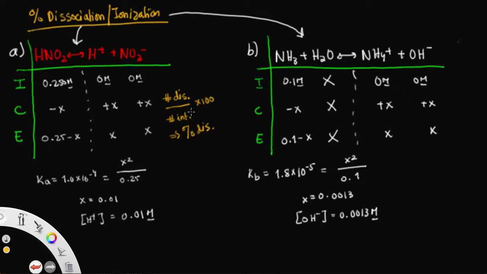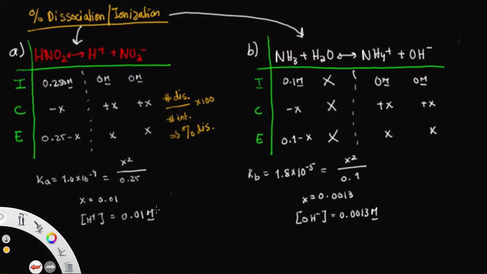So how do you find the amount that dissociates? Well, that's simply your H+ concentration at the end of the reaction. This is the concentration of H+ that was produced from this weak acid. So this is the amount that dissociated from the weak acid. This 0.01 moles per liter is the amount that dissociated from the HNO2 in order to produce H+ ions and NO2- ions.